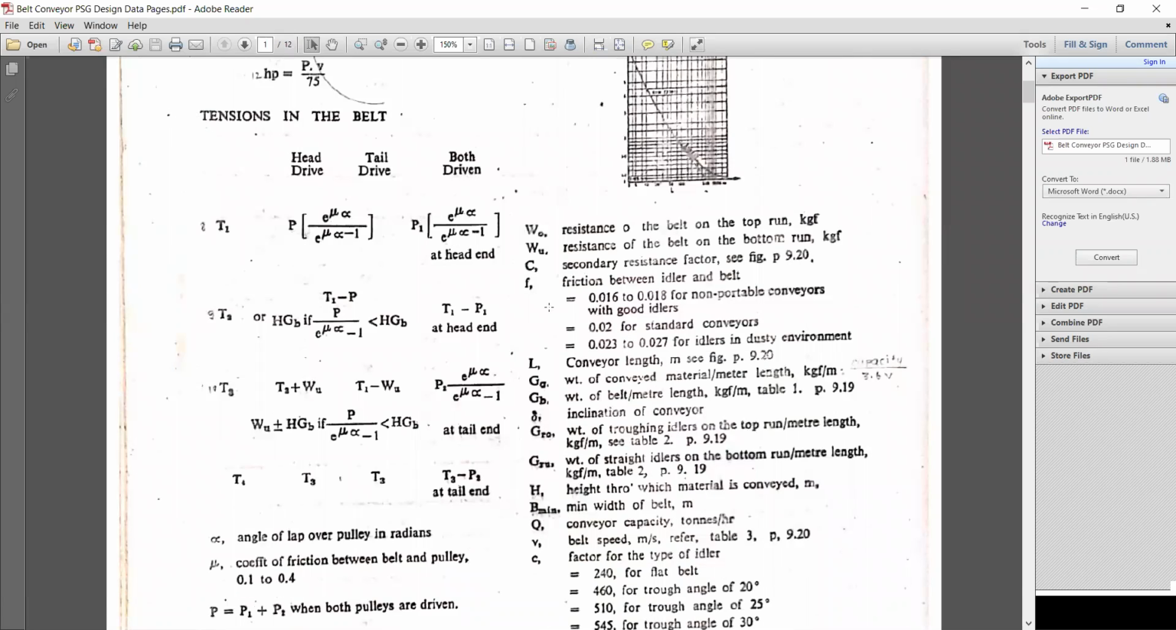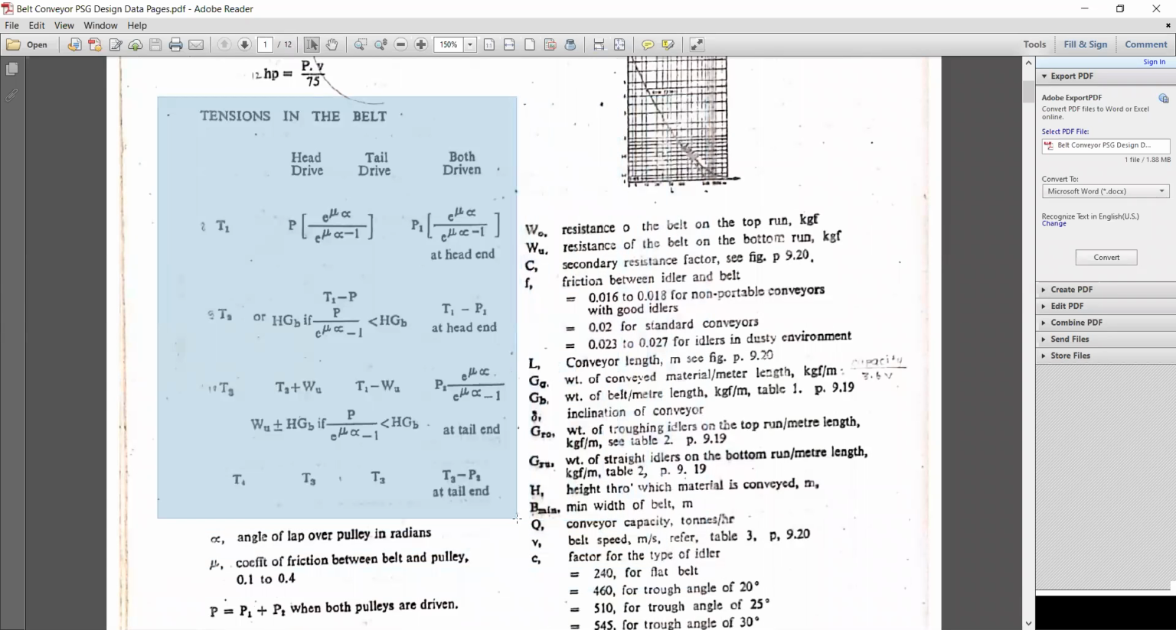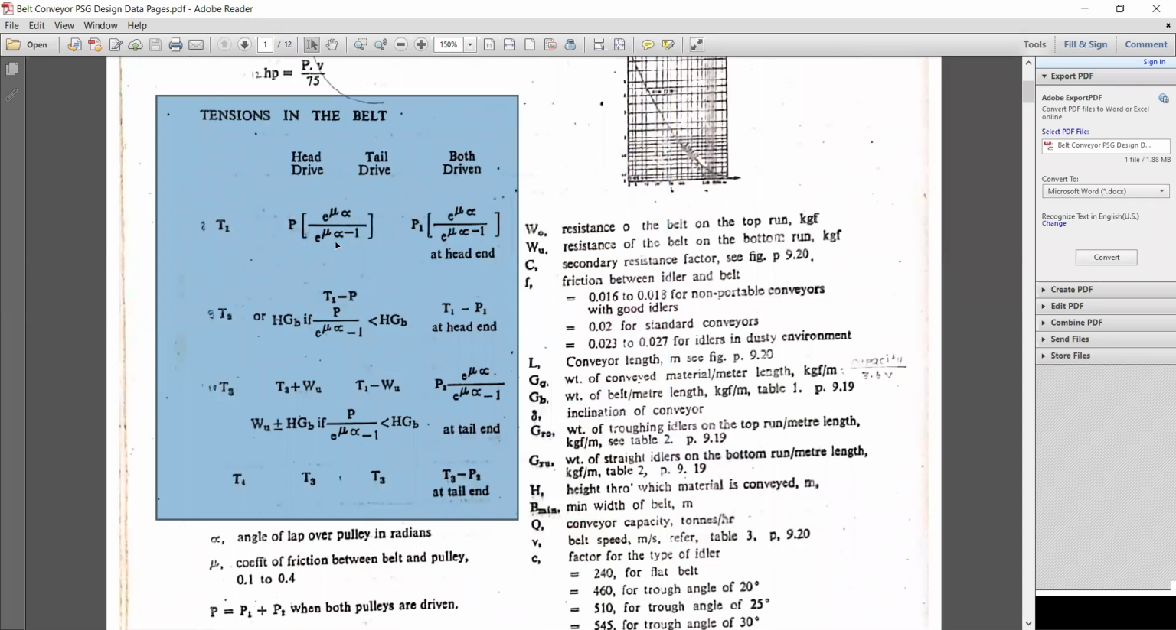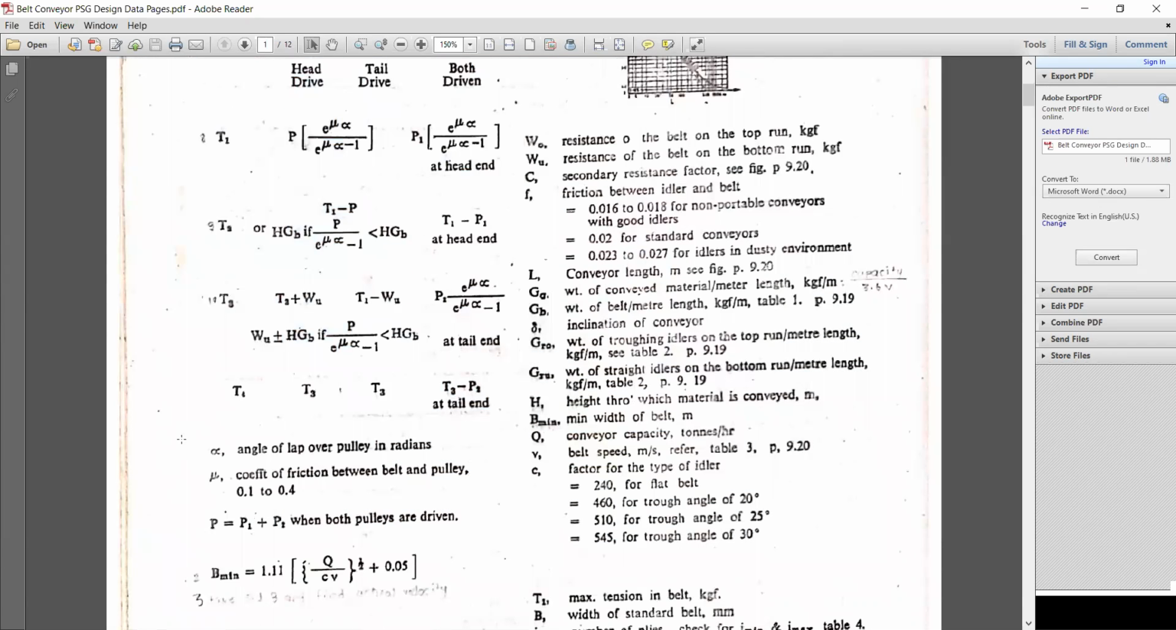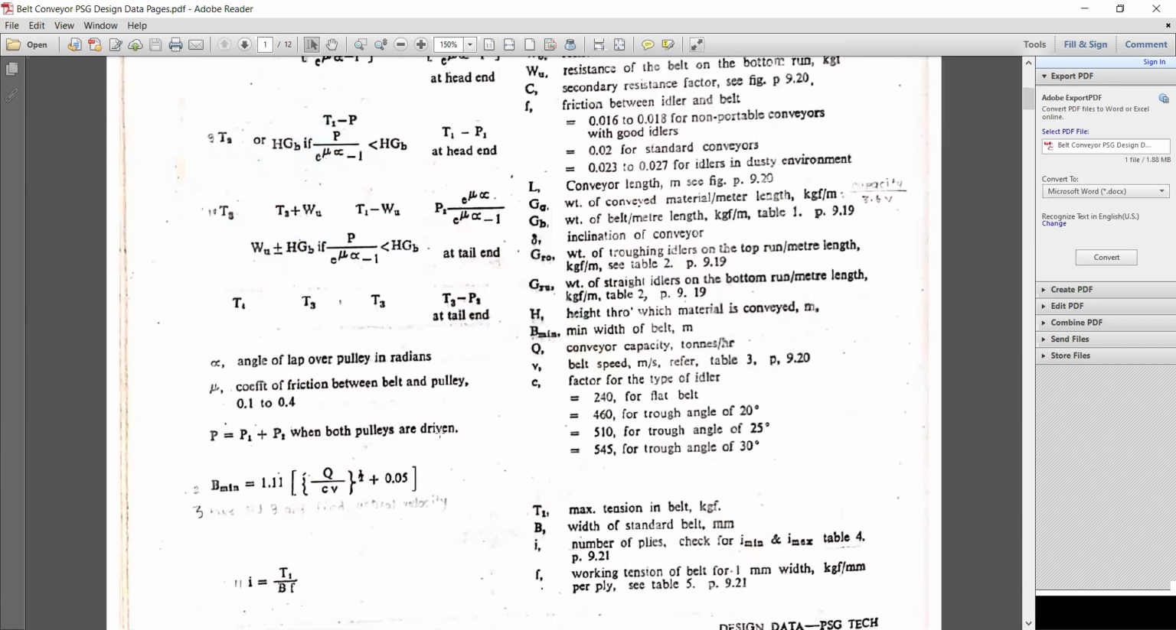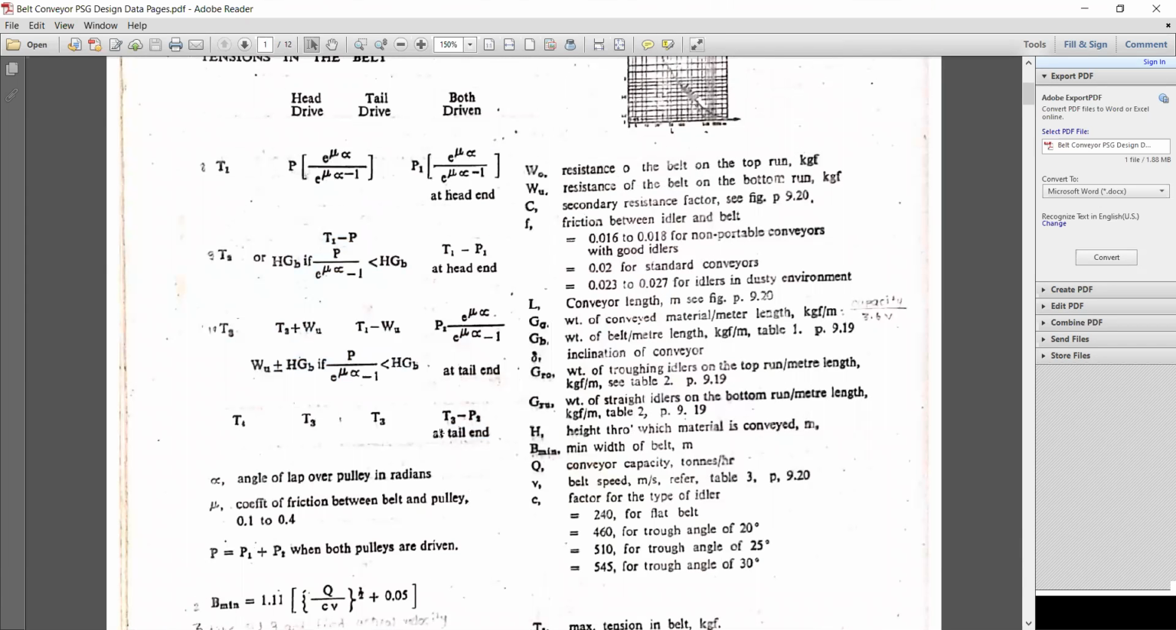Here all the formulas related to the tension are given in the table. By considering various options, T1 you can calculate over here, T2 over here, T3 over here, and T4 here. So we are considering the head drive, so this one is what we have considered. We have to always look at this column only. The standard data is given over here. You can get that data from the data book also.